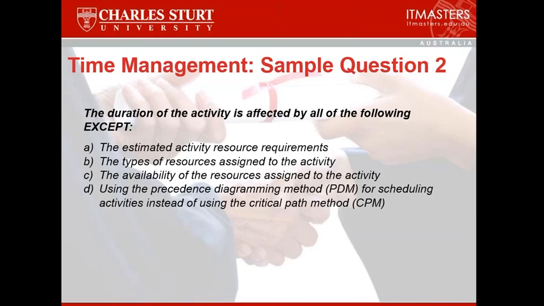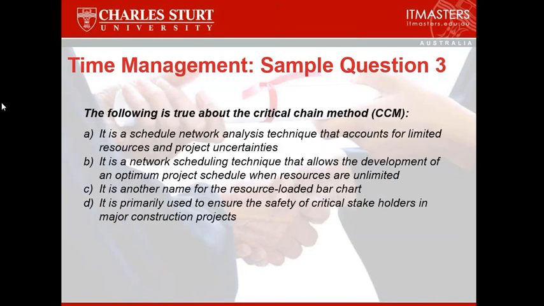So the final question here is, the following is true about the critical chain method, which we've just talked about, and these are the various things. Which one is the correct answer? Not an easy question. We're getting A's, D's, B's. Somebody said AS.